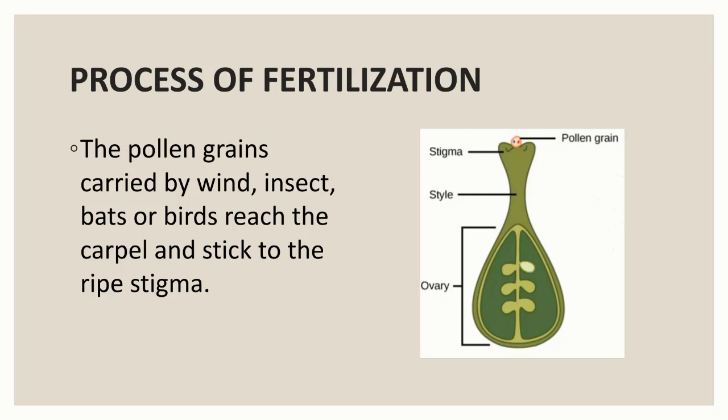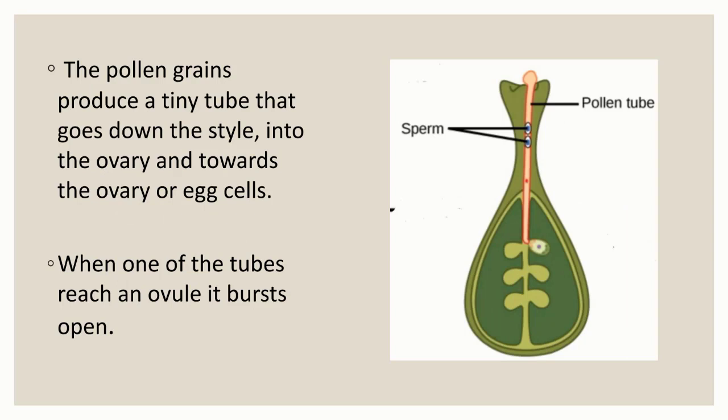After pollination, some of the pollen grains which are carried by either wind, insects, bats or birds reach the carpel and stick to the stigma. The pollen grain produces a tiny tube called the pollen tube which grows down the style into the ovary. Once it has entered the ovary, it goes towards the ovule, which is the female cell.